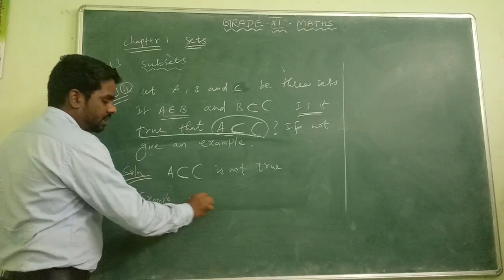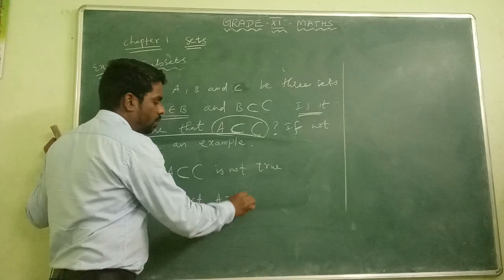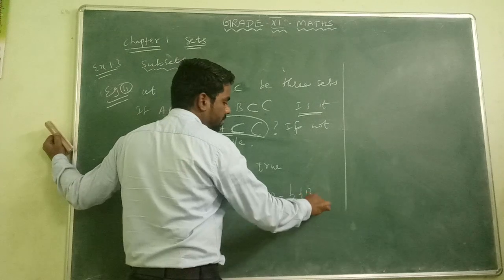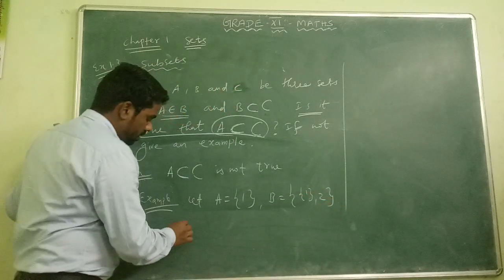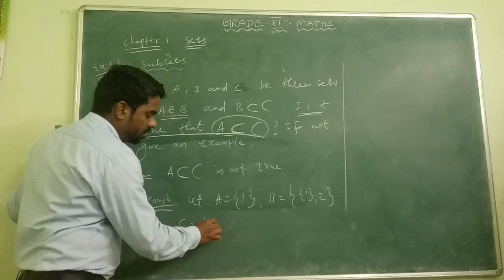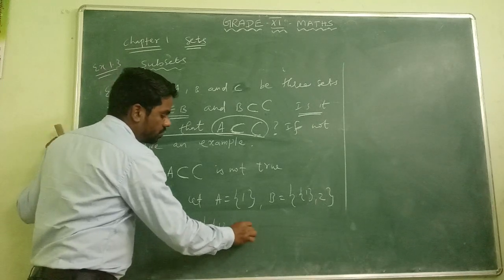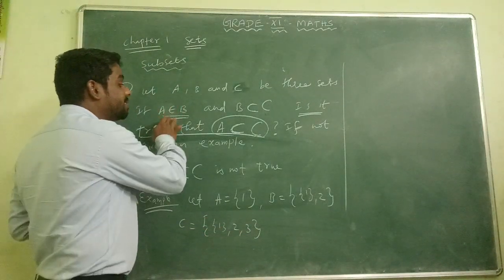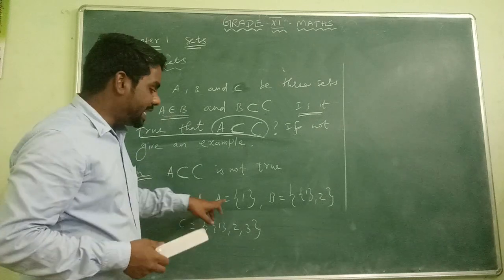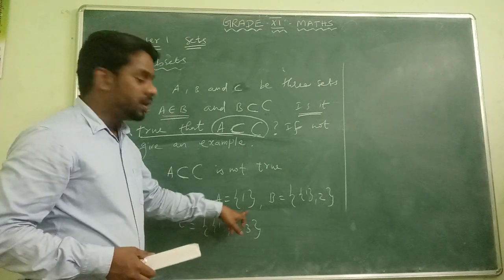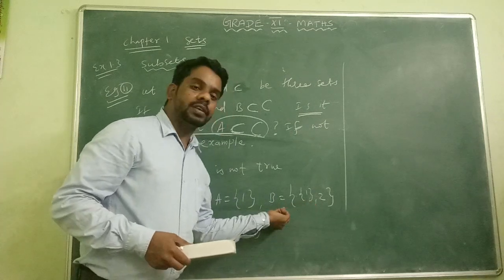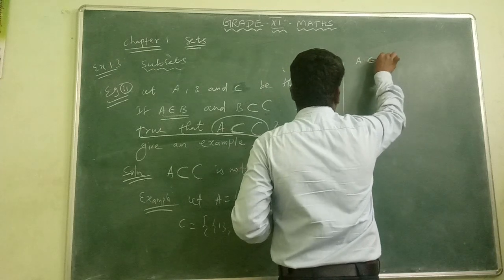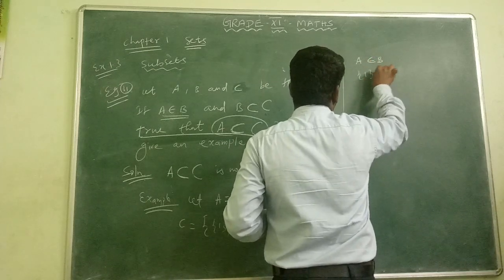Let A equal 1, B equal the set {1, 2}, C equal the set {1, 2, 3}. Listen students, I give the information: A belongs to B. Listen, the set A is {1}, and the set {1} belongs to B. So given A belongs to B, that means the set {1} belongs to B.